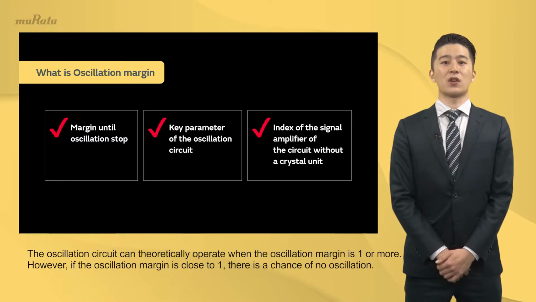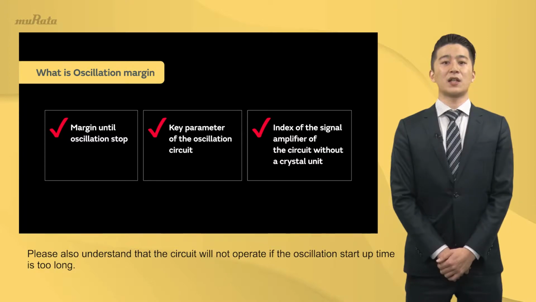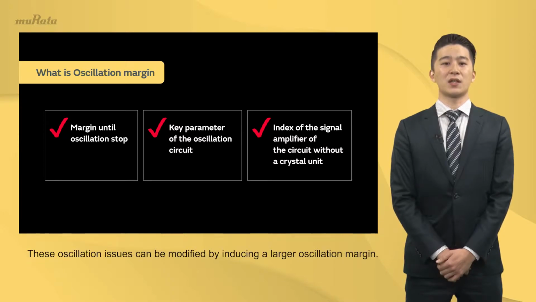The oscillation circuit can theoretically operate when the oscillation margin is 1 or more. However, if the oscillation margin is close to 1, there is a chance of no oscillation. Please also understand that the circuit will not operate if the oscillation startup time is too long. These oscillation issues can be modified by inducing a larger oscillation margin.